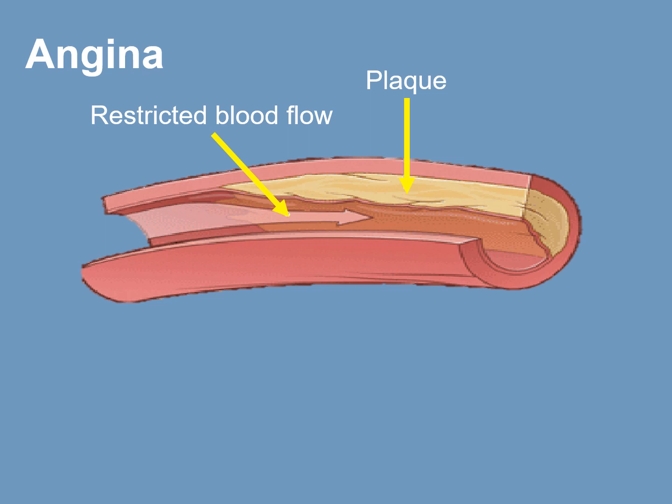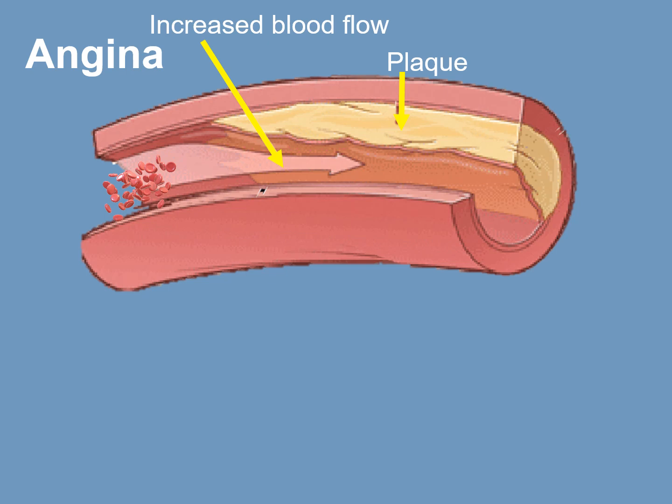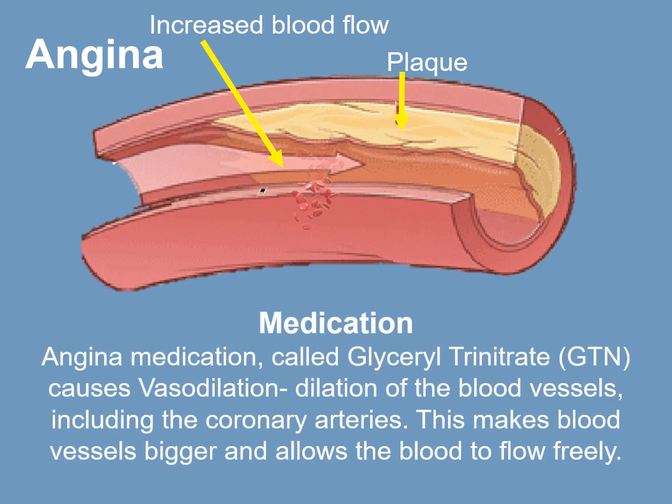The medication used to treat angina is called glycerol trinitrate, or GTN, which is a spray administered under the tongue. GTN causes vasodilation, dilation of the blood vessels, including the coronary arteries. This makes them temporarily bigger and allows the blood to flow more freely. This, alongside rest, should help to relieve symptoms. If it does not, we should consider that this may in fact be a heart attack.